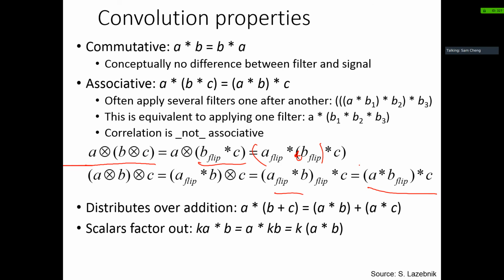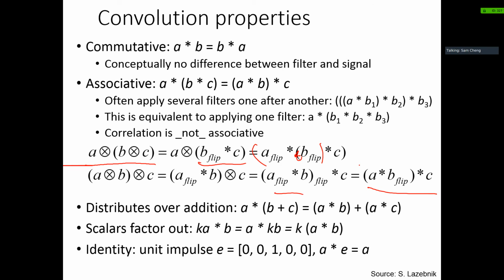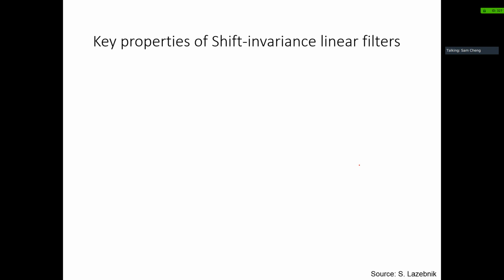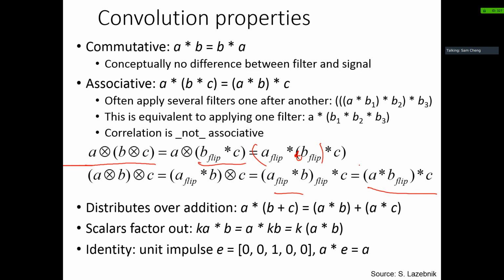You can also show the distributive law, but I won't bore you with that. It's good to know that convolution has some nice properties. Most importantly, when you have a filter and you're doing correlation, do not automatically assume that you can change the order and so on. It's just in general not true.